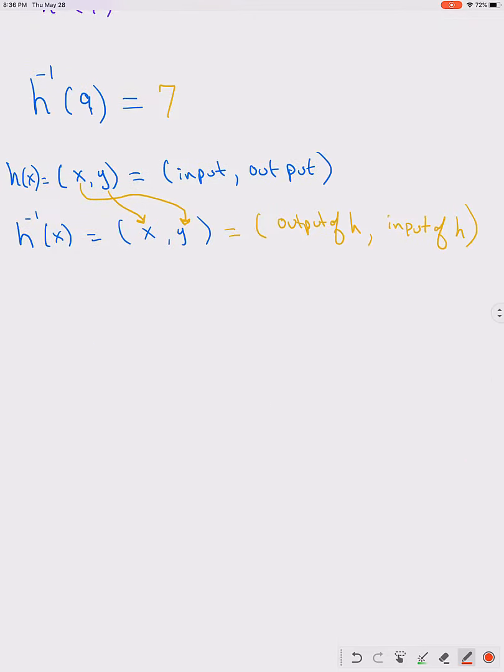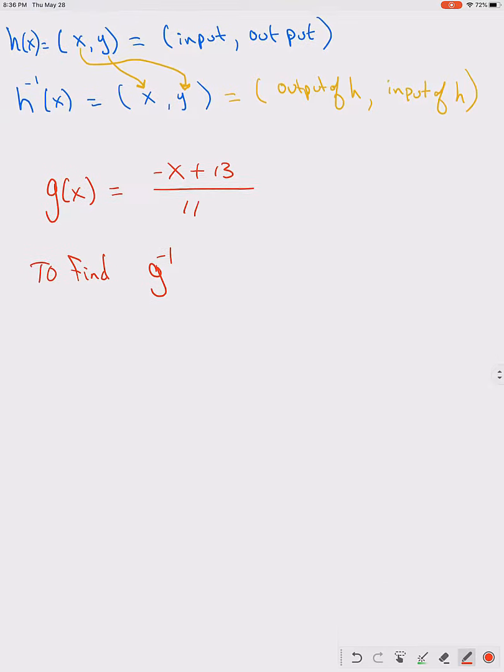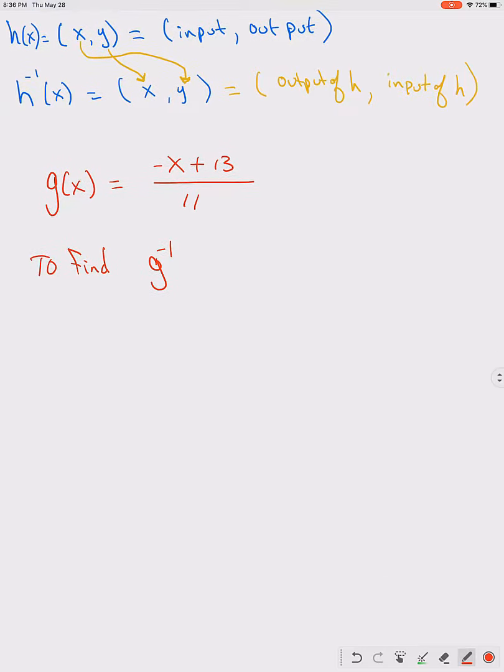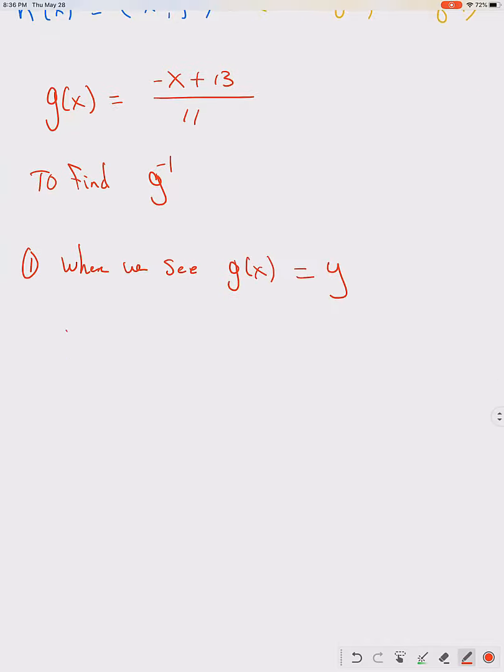Okay, so now let's look at g. I'm going to write down g again down here. g of x is equal to negative x plus 13, all divided by 11. And we are asked to find its inverse. So how do we do that? Well, there's a very algorithmic way to do it. Number one, where we see g of x, put a y. So y equals negative x plus 13, all divided by 11.